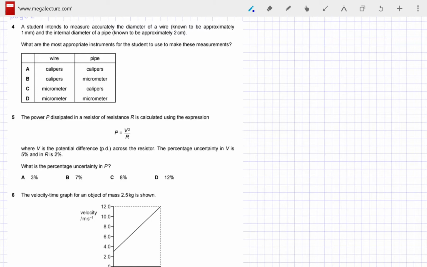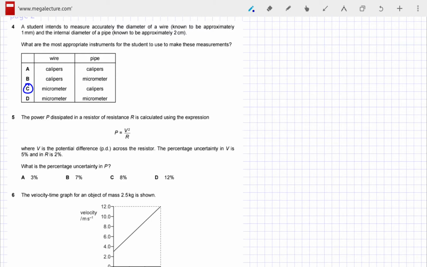So the diameter of a wire should be measured using a micrometer. But what about the pipe? We know that vernier calipers are used to make measurements of internal diameter, external diameter, and even depth. So the correct option is option number C. We use a micrometer for the wire and calipers for the pipe.